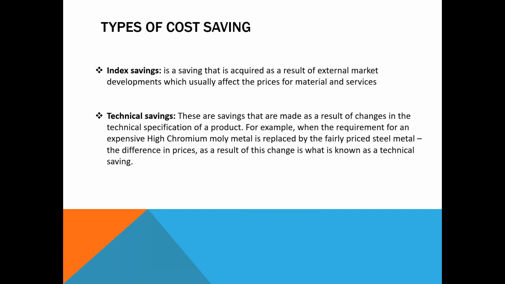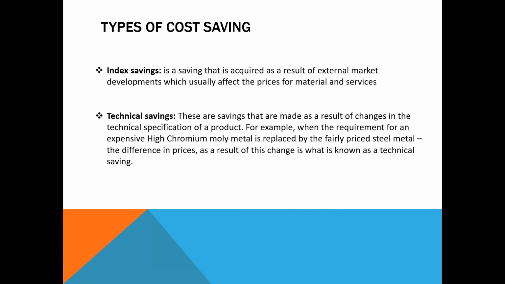Index saving. Index saving is saving that is acquired as a result of external market developments, which usually affect the prices of material and services. I'll take a simple example of index saving. The price of sugar in the international market has gone up. Why? Because there is a drought in Brazil, which is also a big sugar producer. Now the prices have gone up in the international market due to external market conditions. In such cases, Indian sugar mills will earn more. This was not expected by Indian industries. So this saving is called index saving for those sugar mills.